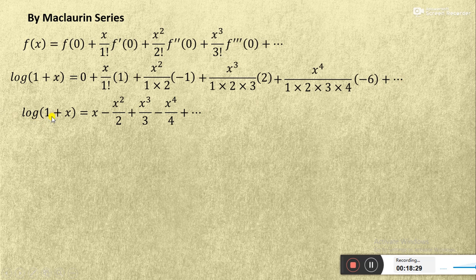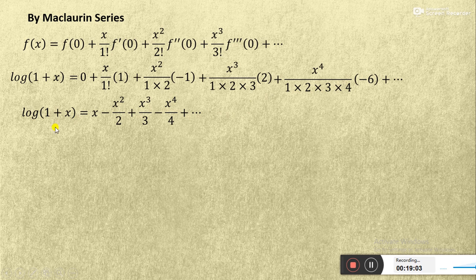Now I write log of 1 plus x equal to, the first term is 0, so you leave it, so x by 1 factorial into 1 is x, and next there is a minus in the plus, so minus x square by 2, again plus 2 into x cube by, here 2 is cancelled in numerator and denominator, so plus x cube by 3 minus, here you see 2 and 3 are 6 cancelled, so minus x power 4 by 4 plus etc.